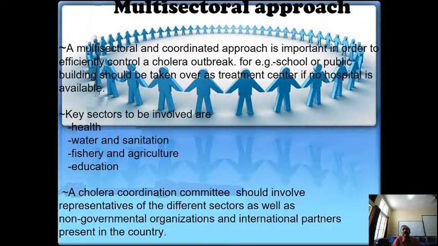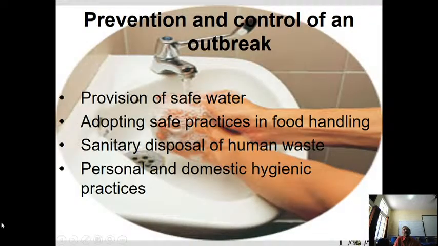A multi-sectoral approach as far as cholera is concerned is required, because basically what are you looking at? You're looking at water, sanitation and food. So in schools, public buildings, etc., you may have to use these for treatment centers, and you'll have to have coordination with the health department, water and sanitation department, fishery and agriculture, and irrigation department. You should have a coordination meeting between all these partners and international partners. Ensure provision of safe water in the location, safe food handling practices, sanitary disposal of human waste, and personal and domestic hygiene practices, which are very, very important.